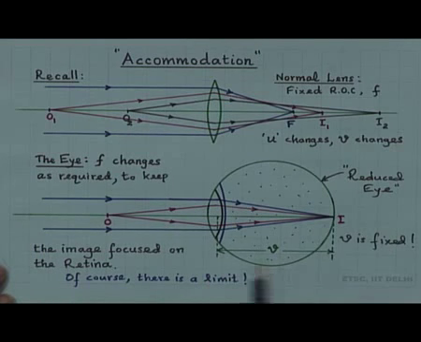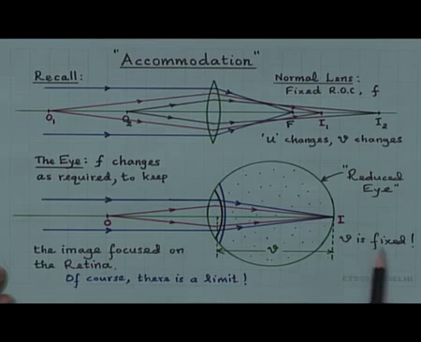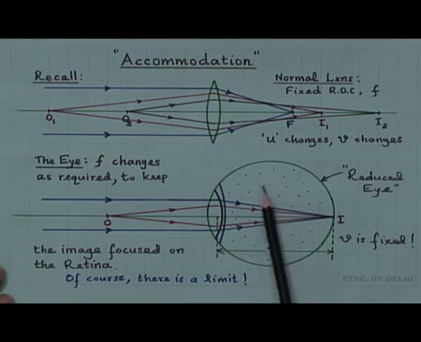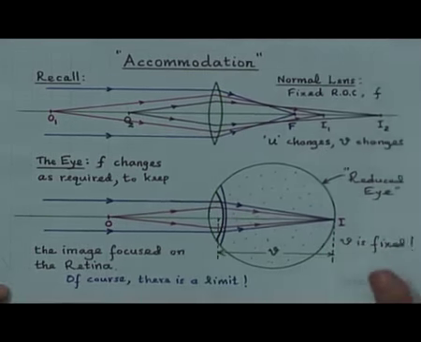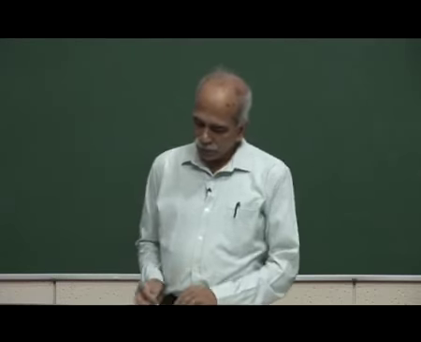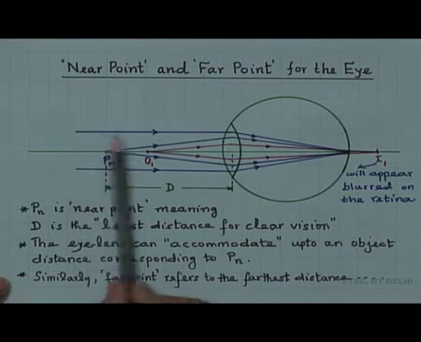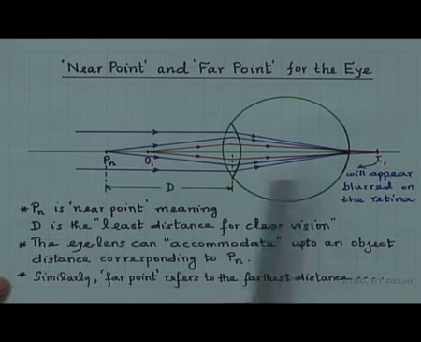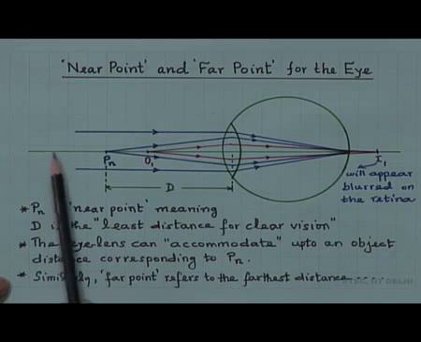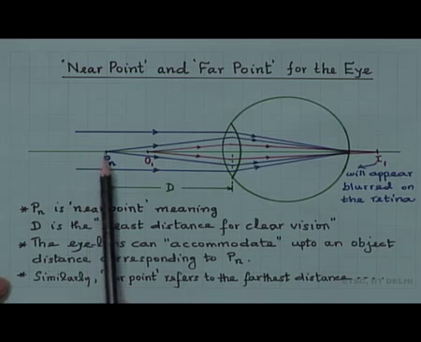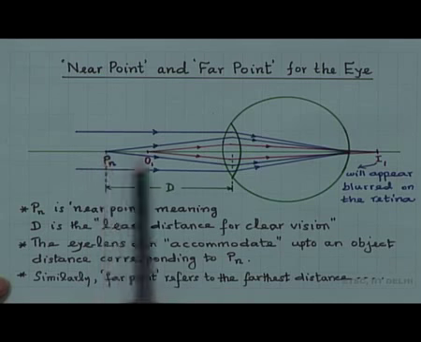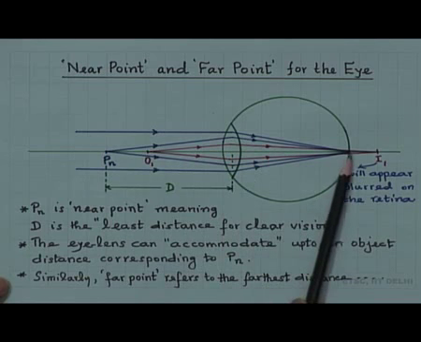The image distance V is always fixed, and the image is always focused on the retina. So, the reduced eye is filled with the vitreous humor. Here P n is the near point, meaning far away objects are focused here. As the object position comes closer and closer to P n, when the point object is here, it still focuses on the retina.